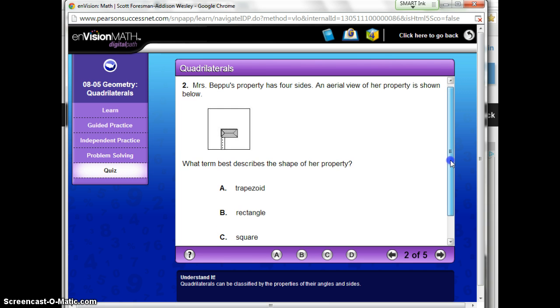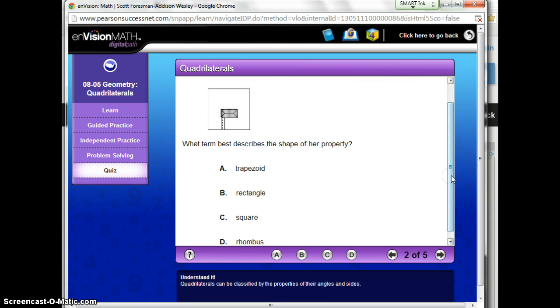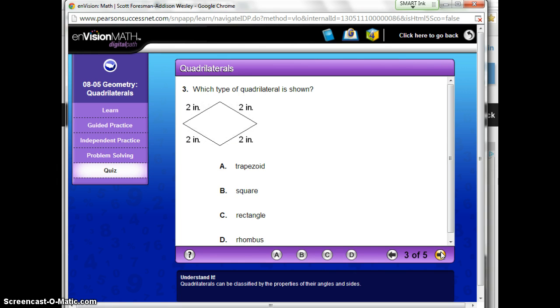Okay, no calculator needed for this one. Look up here. This is somebody's property, looking at it from above. If you were sitting in a helicopter above this lady's house, here's her yard, here's her house, here's her driveway. What term best describes the shape of her whole property? Cole? Yeah, it's a square. That was easy. What type of quadrilateral is this? Aaron? It's a rhombus. It doesn't have right angles. If it did have right angles, we'd call it a square.